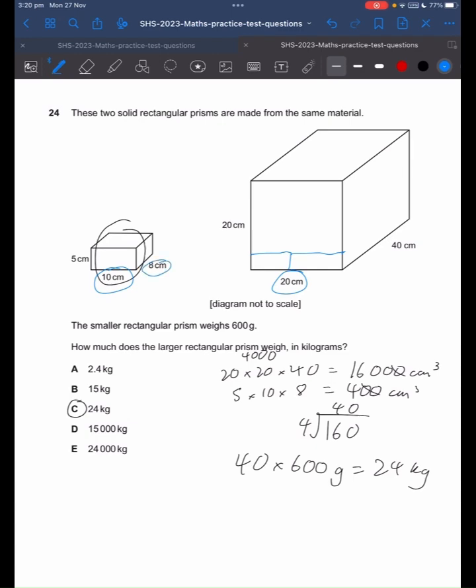Now this is 8 centimeters, this is 40 centimeters. How many times does 8 go into 40? It goes in 5 times. So 1, 2, 3, 4, 5 times. Now 5 centimeters goes into 20 centimeters how many times? It should go in 4 times. So 1, 2.